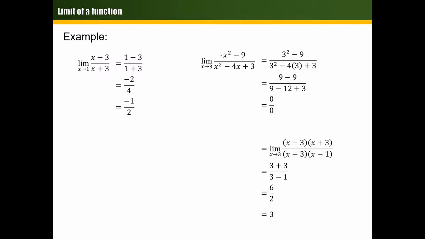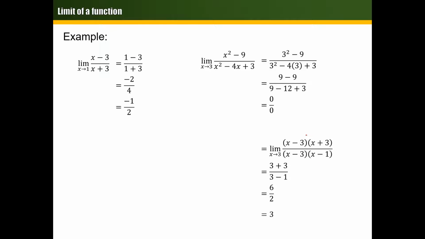We factor the numerator, so difference of two squares. Please review your factoring. Okay, and if we review your factoring, x squared minus 9, ang factor niyan ay x minus 3 times x plus 3. And if you factor the denominator, x squared minus 4x plus 3, that's a trinomial. Pag finactor natin yan, we'll get x minus 3 times x minus 1.